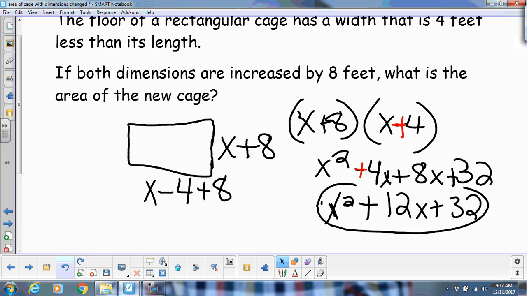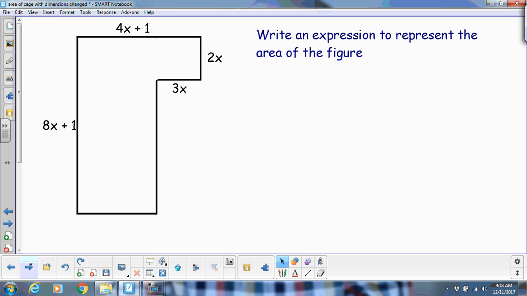Alright, so she started out with x and x minus 4. Then she added 8 to both sides, which gave her x plus 8 and x plus 4. And then she multiplied that out and got x squared plus 4x plus 8x plus 32, which gave her x squared plus 12x plus 32. Alright. Okay, this is the stuff we did last week.